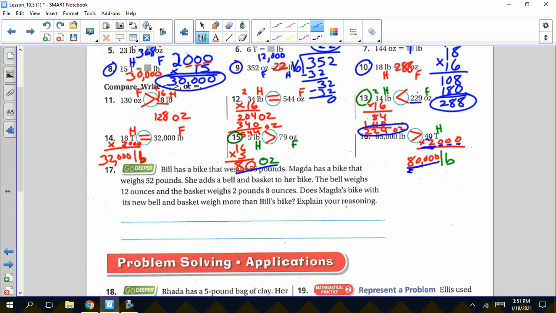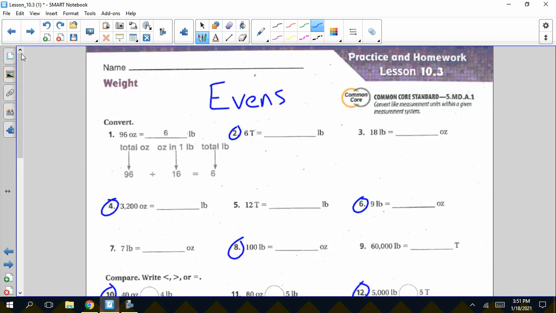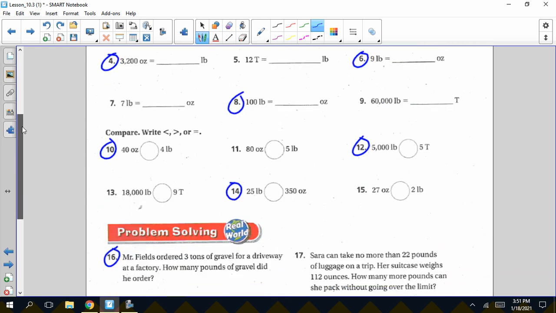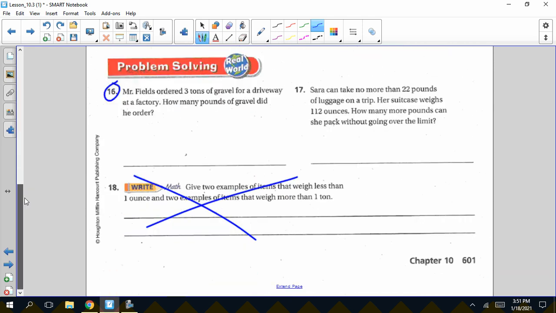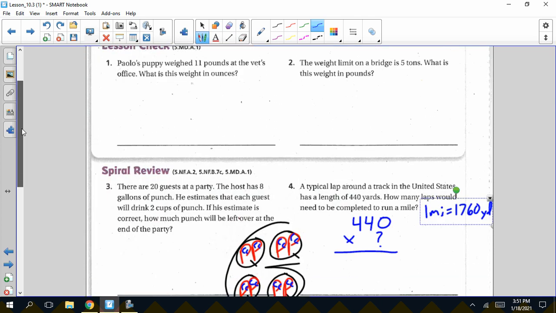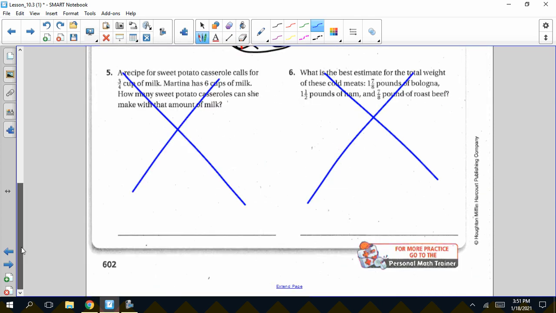That ends today's lesson. If we look to our homework, tonight you are doing even problems on the front. You can exclude number 18. On the back, you are doing questions 1, 2, 3, and 4. You may cross off 5 and 6 because those are fraction questions, and we haven't covered those yet.